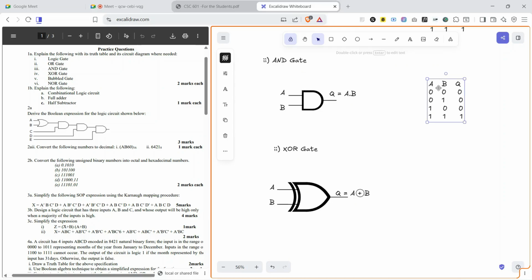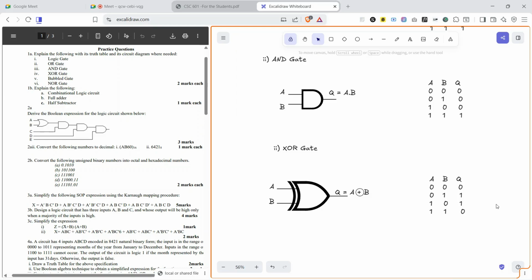So the truth table will be this will be zero. This will be one because it needs just one. This will be one and this will be zero, because it only needs one of the inputs to be one. It does not need both of the inputs to be one before it is one. So that is for XOR, exclusive OR.